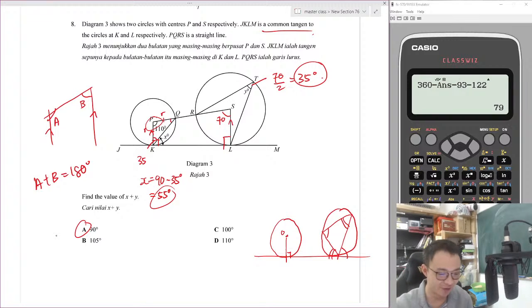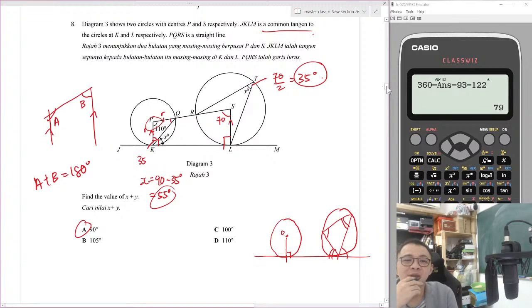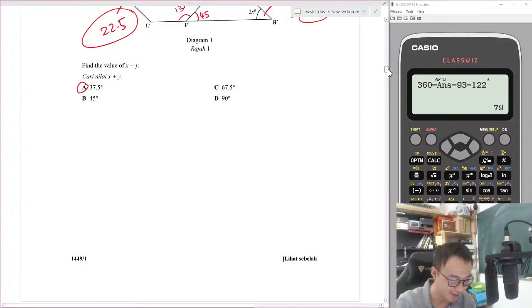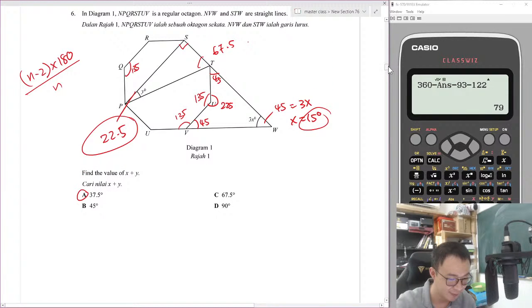Yeah, so Elvin, if you have anything, feel free to ask me, no problem. So I don't know how to get the answer PTS for question 6. What? Question 6? PTS. Oh, how to get this angle?